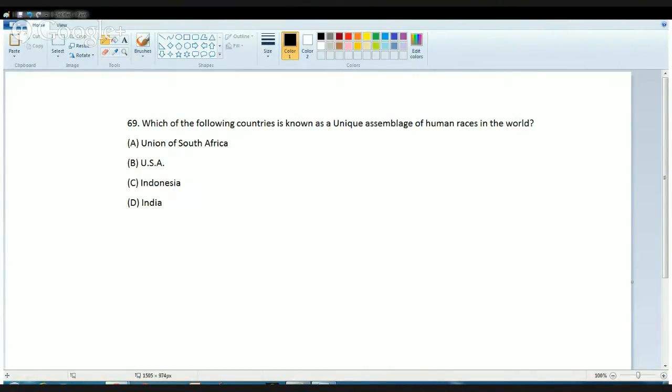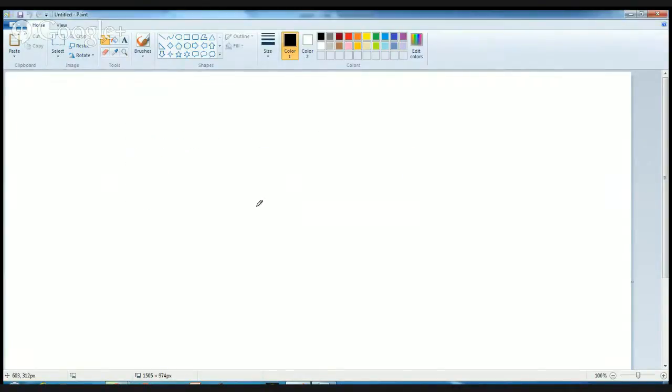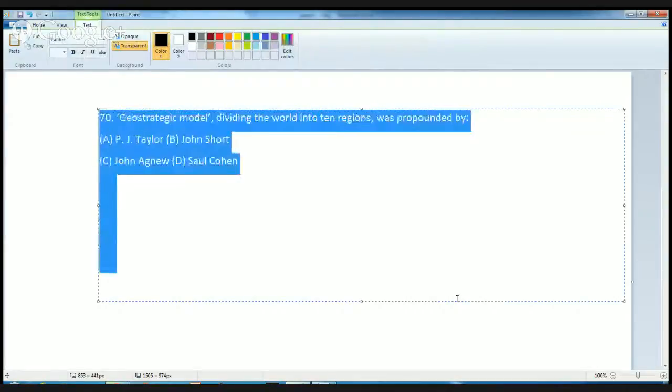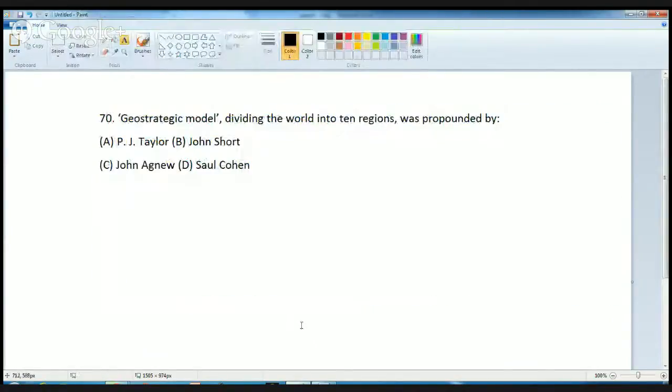Then the next question is about political geography. In this, who gave the concept of geostatic model? Now, the geostatic model, where the world was divided into 10 regions, was given by Saul Cohen.